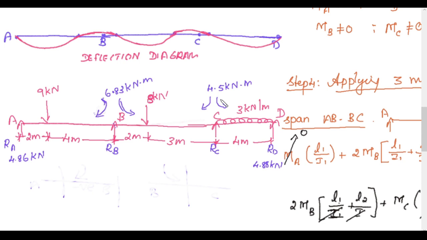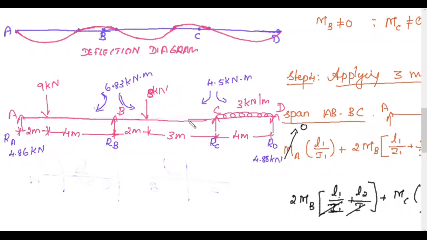So what we get is, this moment gets cancelled. That is minus 6.83 plus 6.83. It gets cancelled. Okay, I repeat, we get RA into 11 minus 9 into 9 plus RB into 5 minus 8 into 3. Here this is plus 6.83 minus 6.83, this gets cancelled. So plus 4.5 is equal to 0, otherwise it is equal to minus 4.5.